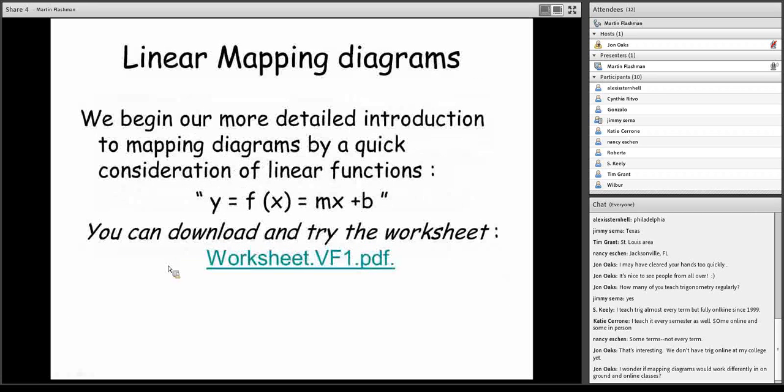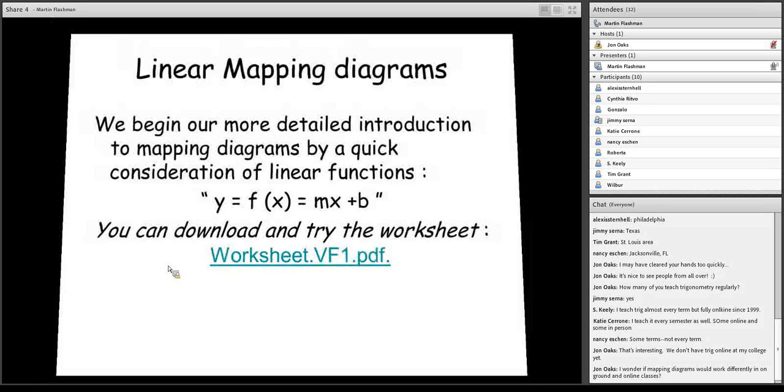All right, so now we're going to begin a more detailed introduction to mapping diagrams, a quick consideration of linear functions, because they are the simplest and also some of the most important functions in all of mathematics. So we're going to look at this. If you want to download and try the worksheet that's available on the site, you can do that now. I'm going to move on and talk about linear functions.